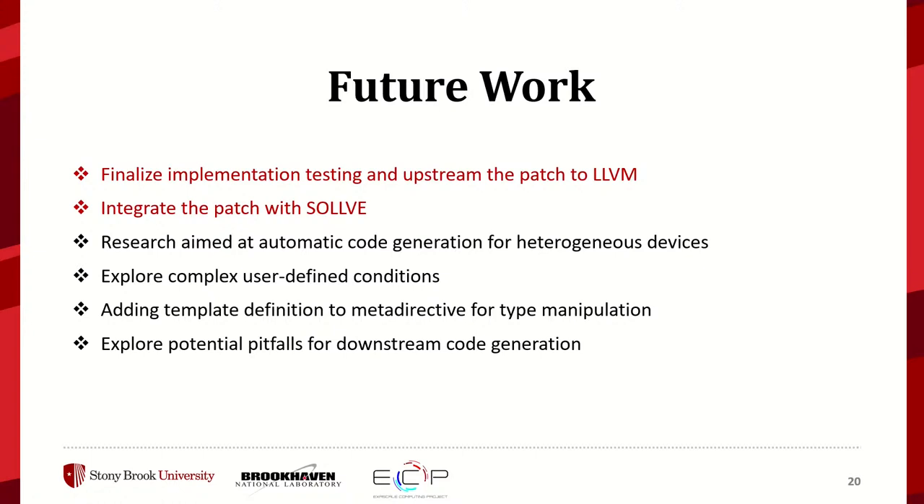Work is also in progress to integrate this patch into the Sollve compiler. In future, as I mentioned in the talk, we aim to use this implementation for automatic code generation for GPUs. We are looking at exploring complex user-defined conditions like calling a function from a user condition or using a template for type manipulation. We are also looking at exploring potential pitfalls for downstream code generation. For example, what if we are targeting a wide vector machine that expects to fuse multiple loop nests? Injecting implicit condition statements may reduce the potential to vectorize code blocks. We are currently looking into it.